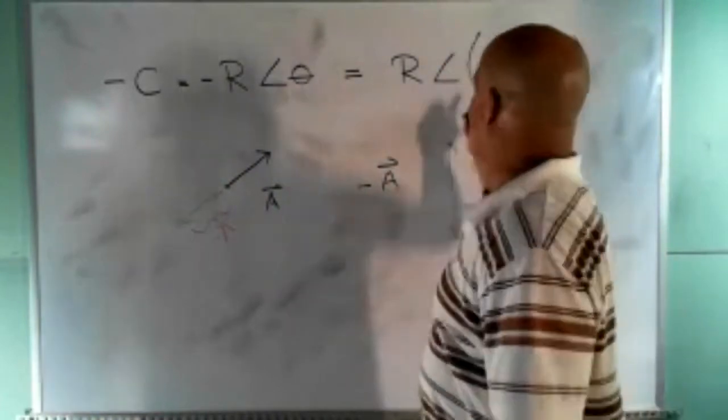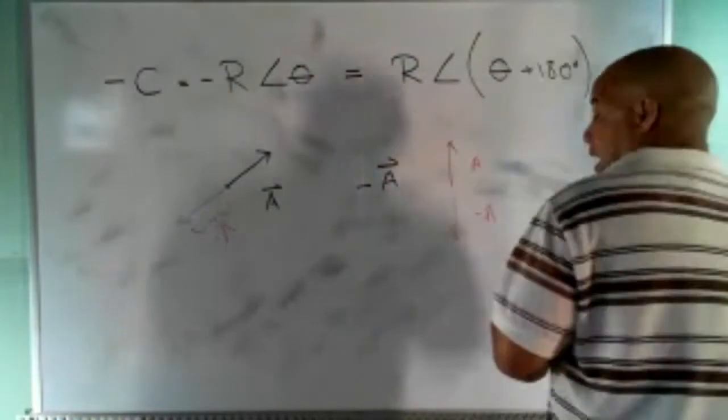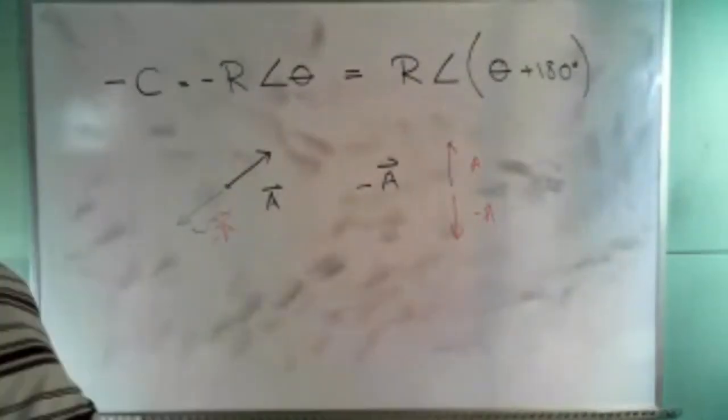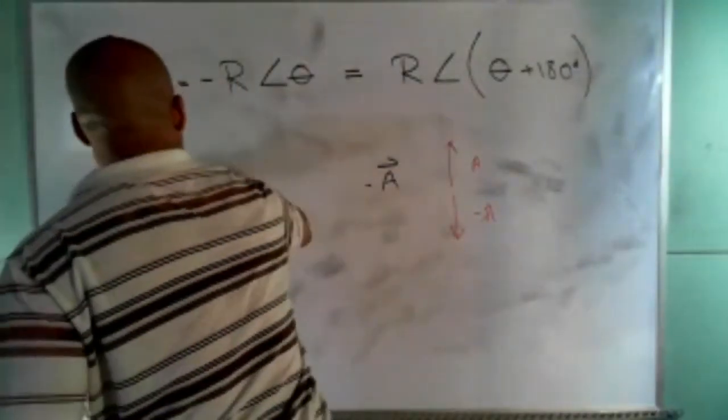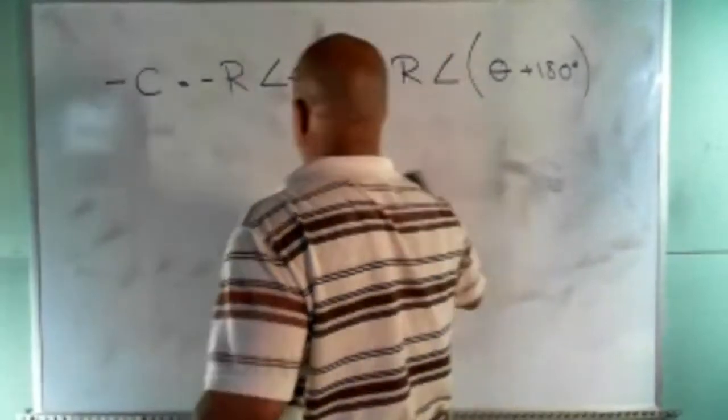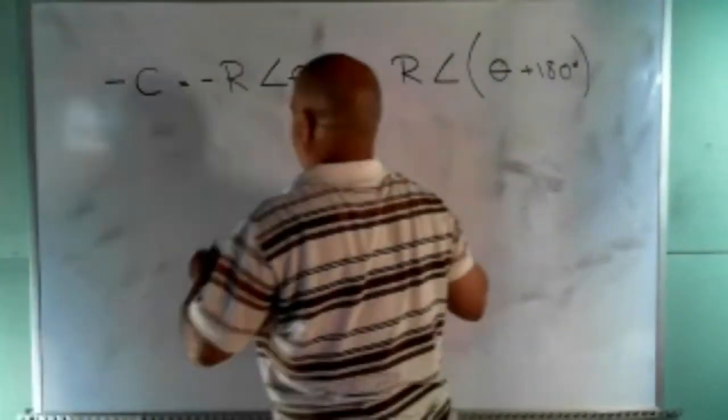So that's how this is going to help us. Let's say I have a complex number that's negative that I'm not allowed to have. So let's say I got this.